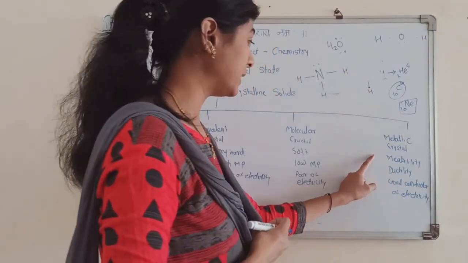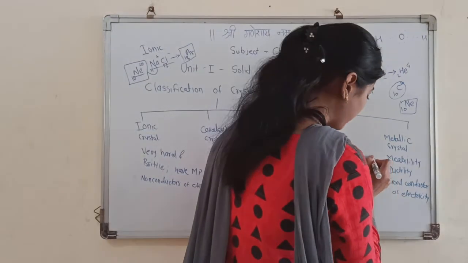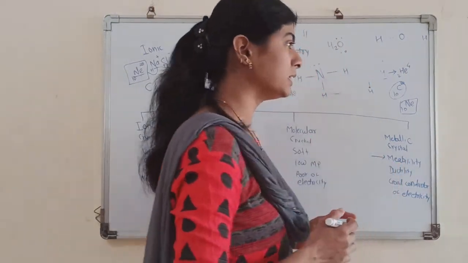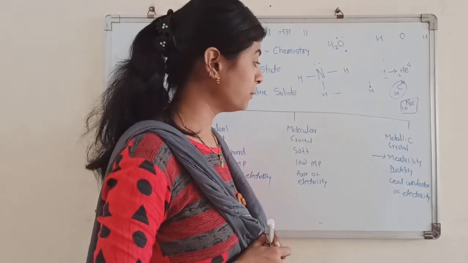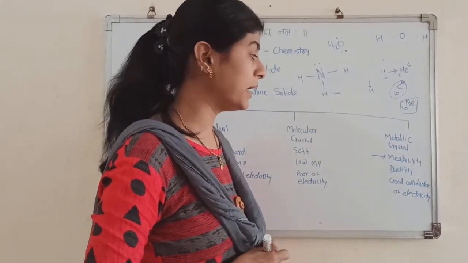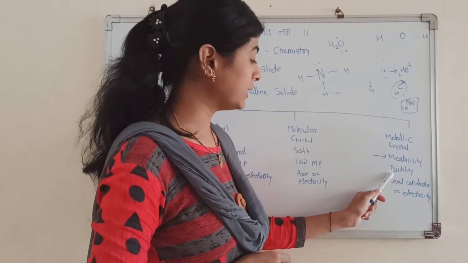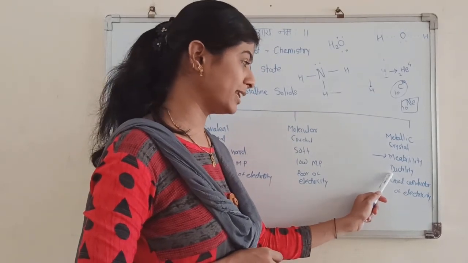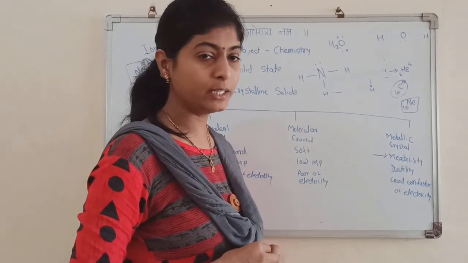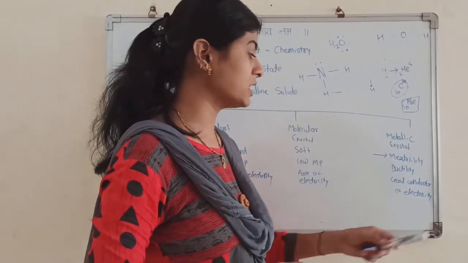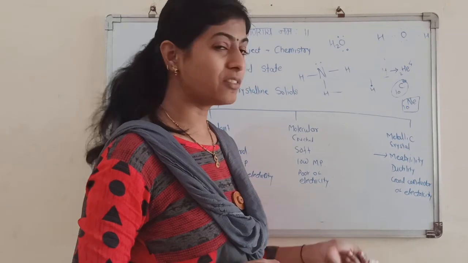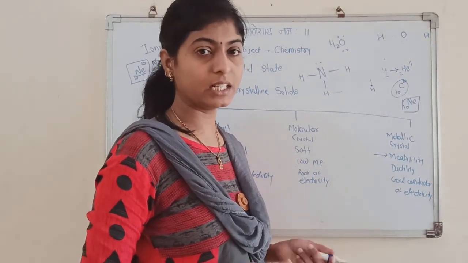Now, what is malleability? Malleability means a metal sheet can be formed by hammering it. Every metal can be converted into a metal sheet by hammering. Ductility means a metal can be drawn into a wire, and it is a good conductor of electricity. Hence, we can use it in wires and electrical devices.